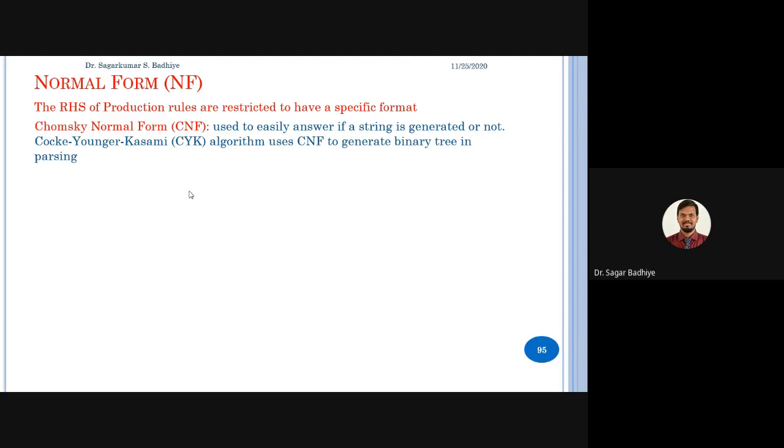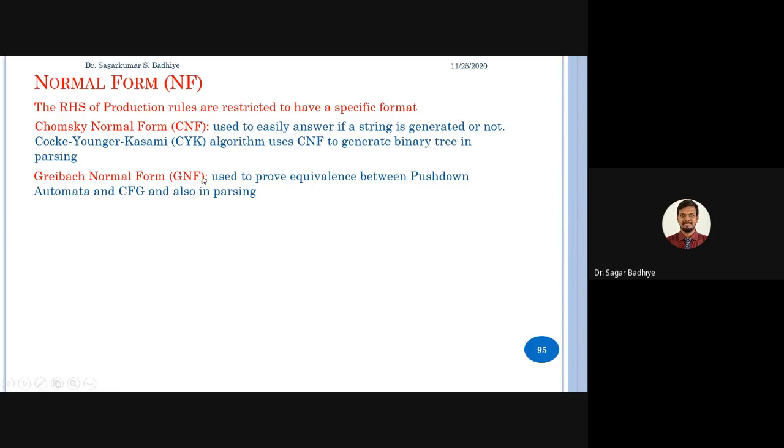that is GNF, right? So Chomsky normal form is basically used to generate strings of the language. Strings can be generated easily, and it is basically used to prove that certain strings belong to a language. And this normal form is used by the CYK algorithm, that is the Cocke-Younger-Kasami algorithm, that generates a binary tree for parsing, right? And it uses the Chomsky normal form.